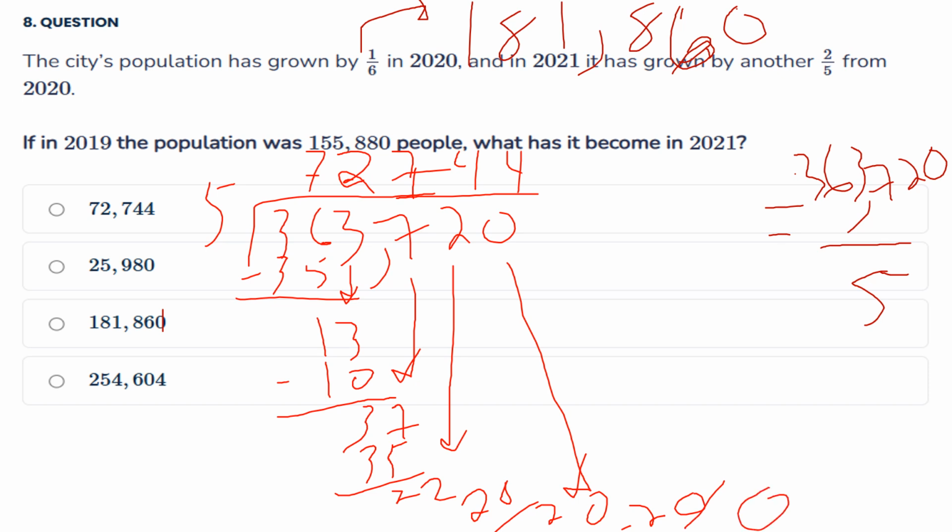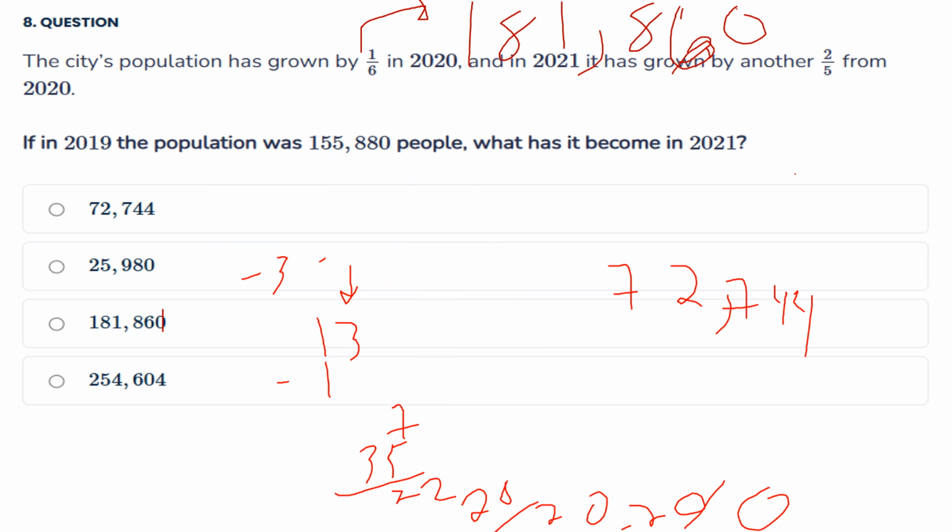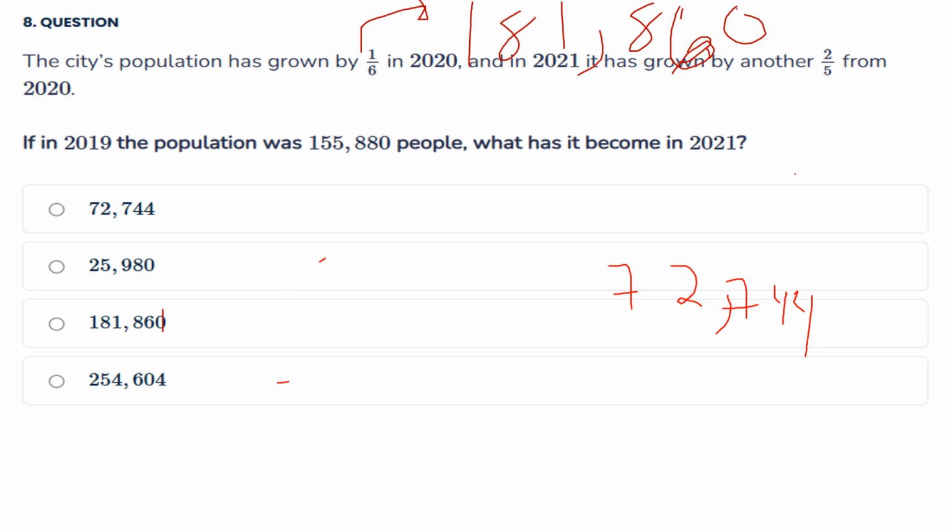But this number here is 72,744. So that's the increase from 2020 to 2021. So what we need to do now is to take that number and add it to the 2020 amount. Get rid of this. And our 2020 amount is 181,860. Add those two numbers together.